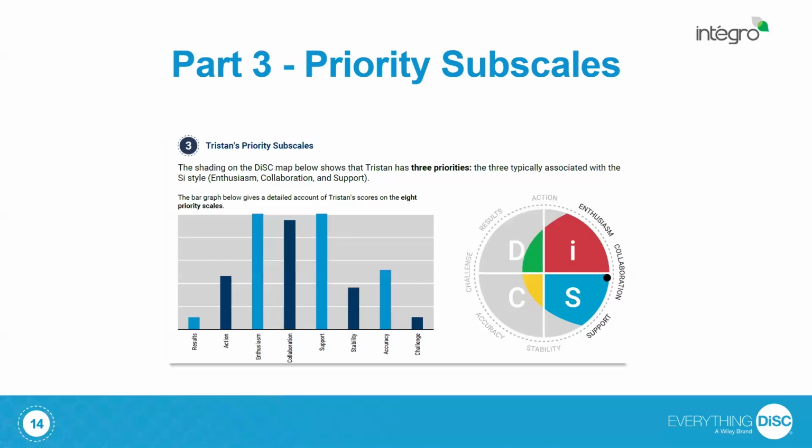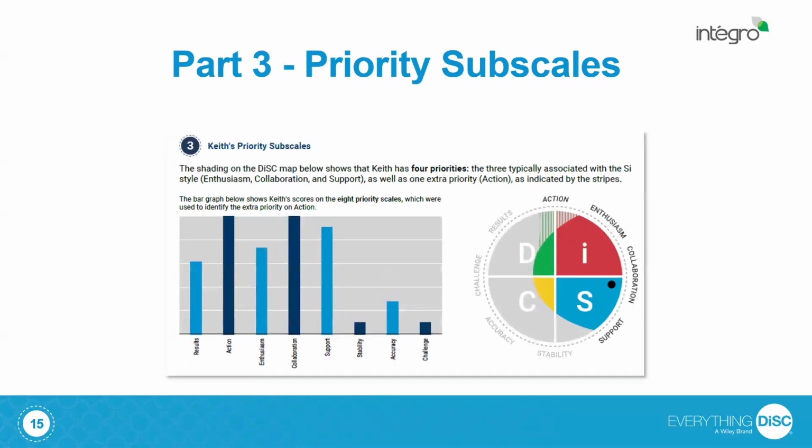Let me show you an example of someone with a very similar style, but with an additional priority to me. And we'll explain what that red line means in a moment. So here we have Keith's priority subscales. You notice that Keith and I share almost an identical dot placement, very strongly inclined SI styles, but Keith has an additional priority of action. And when we look at our bar graph here, we can see that outside of the three typical priorities affiliated with our style, Keith has an extremely strong score on the action priority.